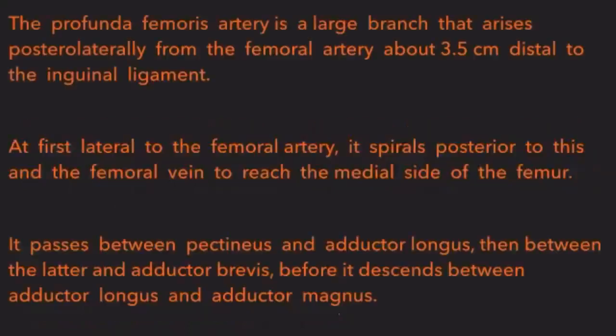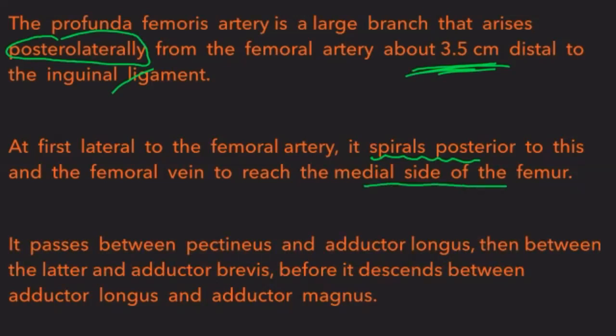Profunda femoris artery. The profunda femoris artery is a large branch that arises posterolaterally from the femoral artery about 3.5 centimeters distal to the inguinal ligament, right? At first, it is lateral to the femoral artery, right? It spirals posterior to this and the femoral vein to reach the medial side of the femur. First, it is lateral to the femoral artery, then it comes to the medial side of the femur, right?